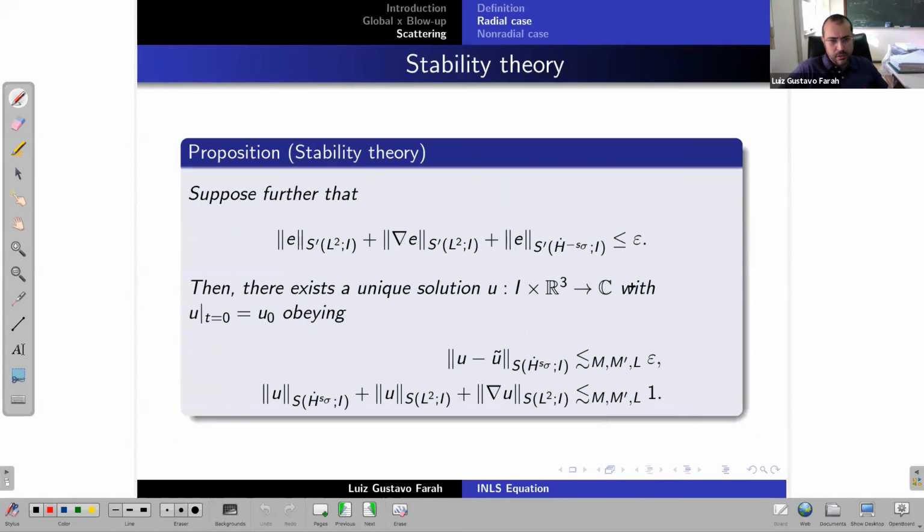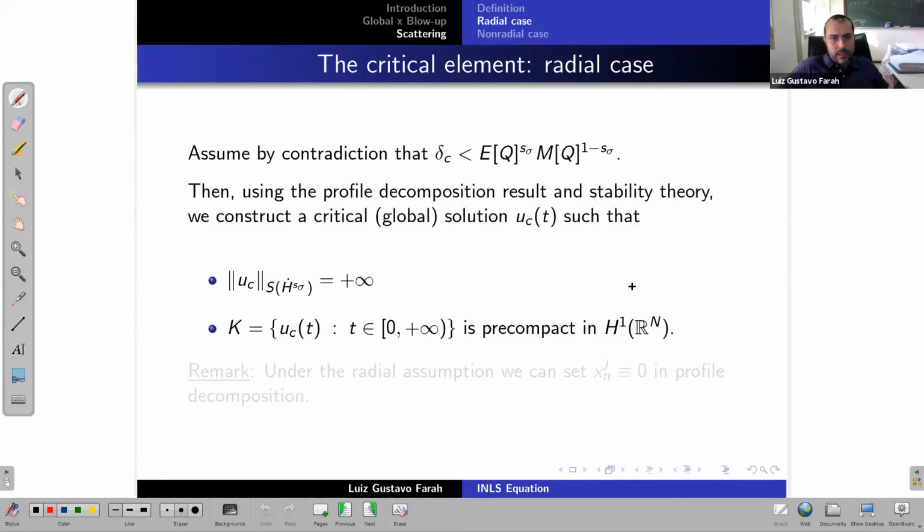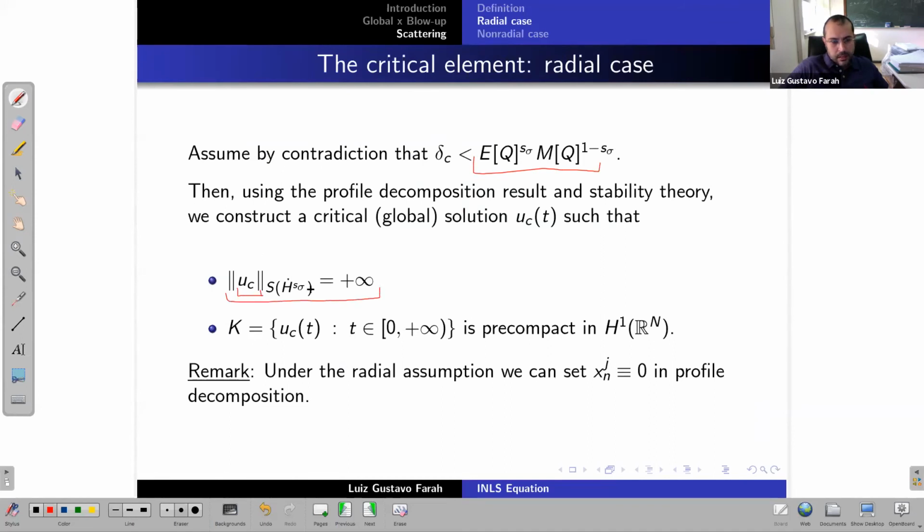Okay, so very good. The idea is that if we assume that your critical level is below the critical level that you want, you can construct a critical element, which in some sense has a good norm, and also the flow of the solution is pre-compact in H1. So that's the idea, using this stability theory and also this profile decomposition result, right?